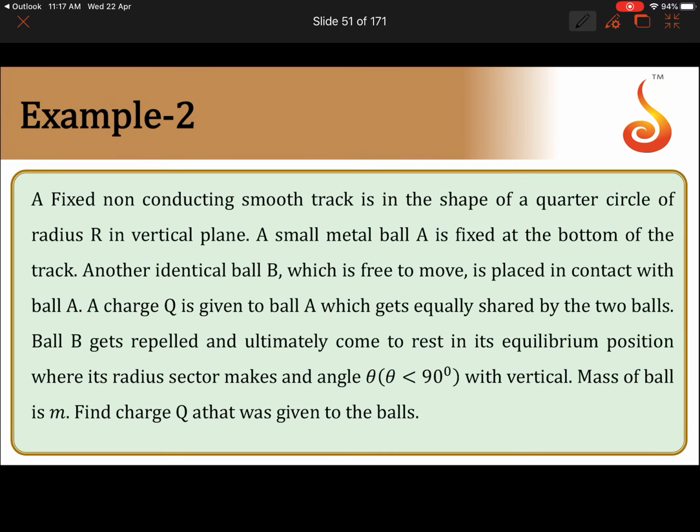Ball B gets repelled and ultimately comes to rest in its equilibrium position, where its radius vector, not sector, radius vector makes an angle theta with the vertical. Mass of the ball is m. Find charge Q that was given to the balls.